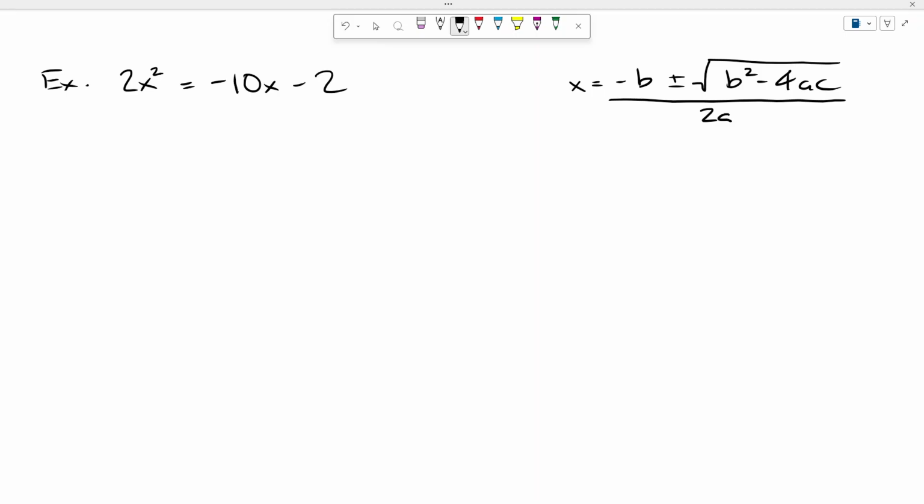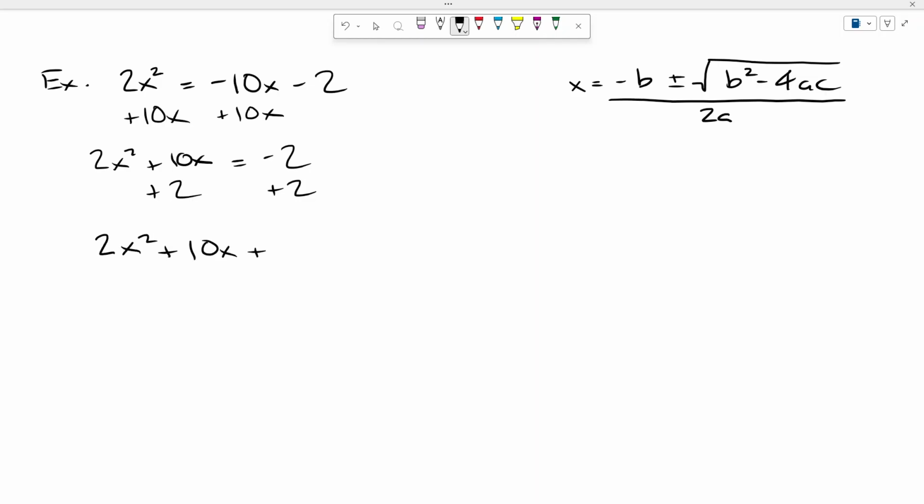All right, so if you're looking at this, well, our first problem is we've got stuff on the left, we got stuff on the right. We're nowhere near general form. So let's start working towards getting it that way. So let's get that 10x moved over. So we have 2x squared plus 10x equals negative 2, and then add the 2. Now we're in business. 2x squared plus 10x plus 2 equals 0.